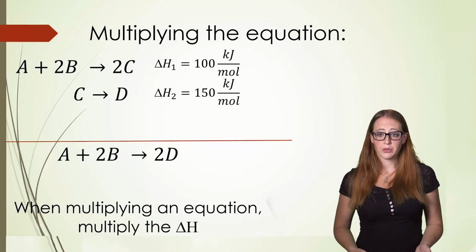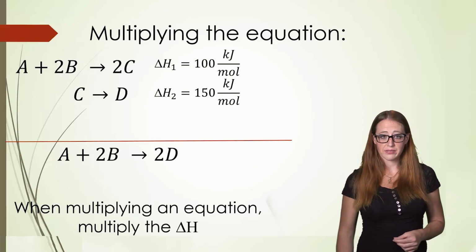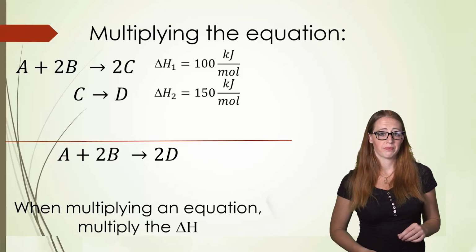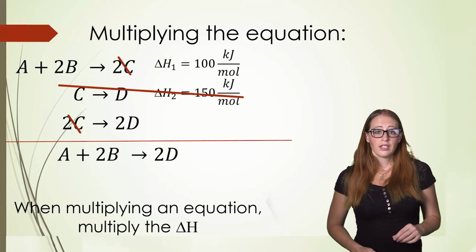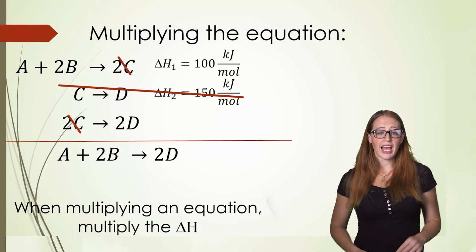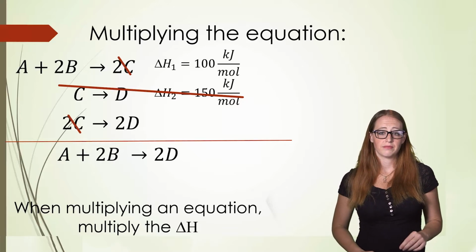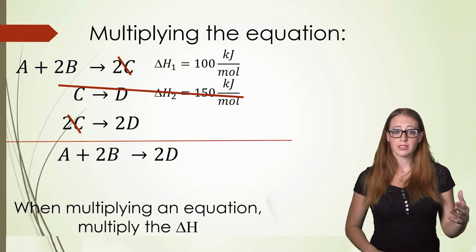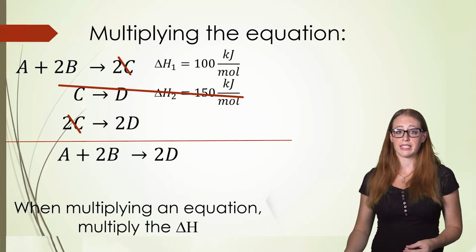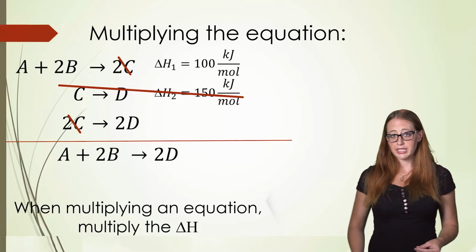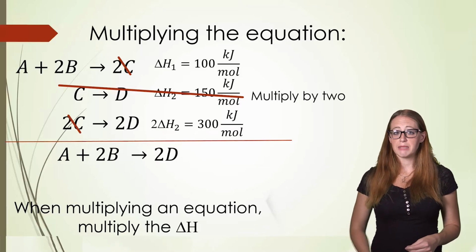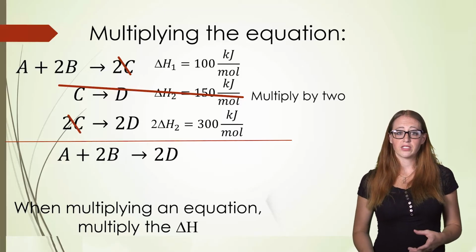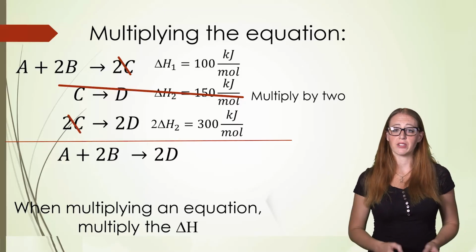So what we need to do is multiply the second reaction, the C goes to D, by 2. If we do that, now our C's will cancel. Now, look at our original rule that when multiplying an equation, we multiply the delta H. Since we multiplied the equation by 2, we need to multiply the delta H by 2 as well. So instead of 150 kilojoules per mole, it's 300 kilojoules per mole.